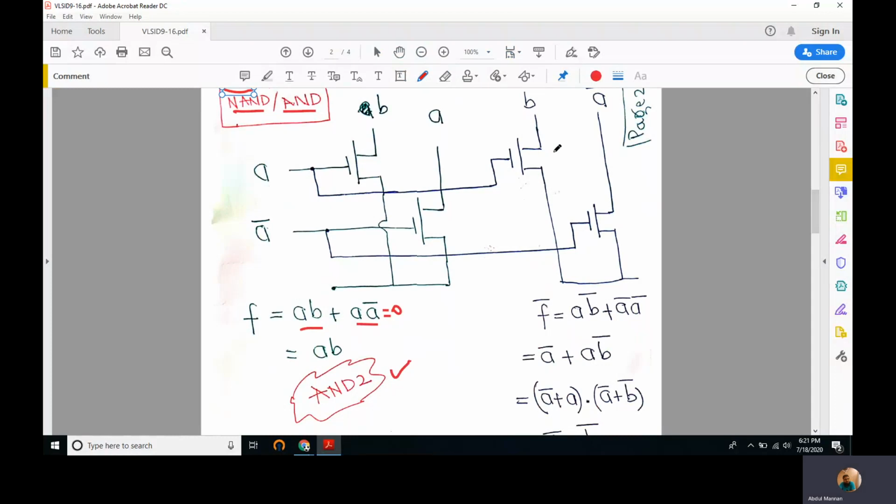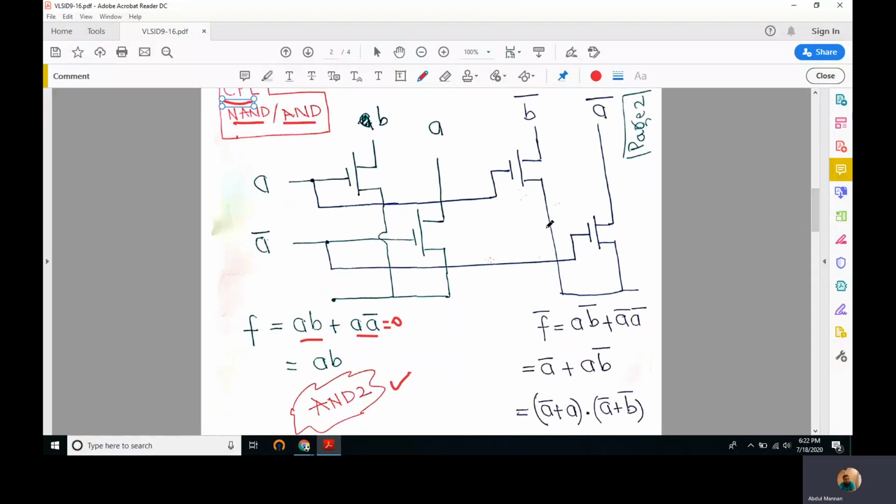What about this right portion of this circuit? I hope it should implement a NAND. Right, so we have this A connected to B. It's not just B, it's B bar. A connected to B bar, so this is A B bar plus A bar anded with A bar. A bar anded with A bar is A bar, plus A B bar.